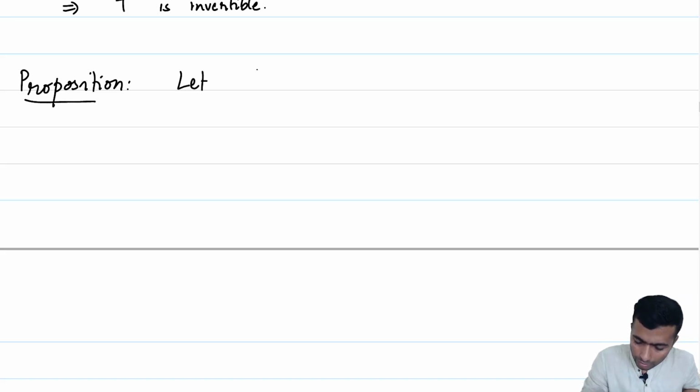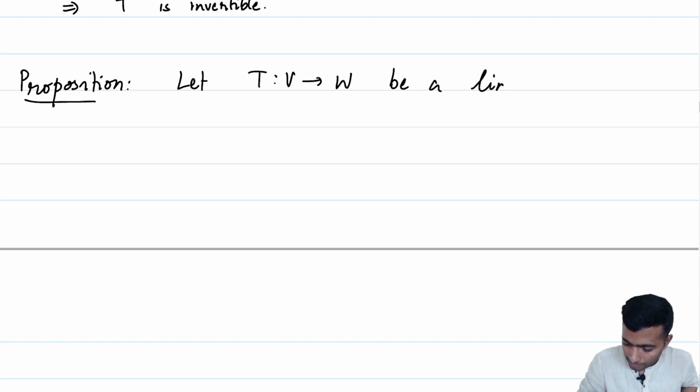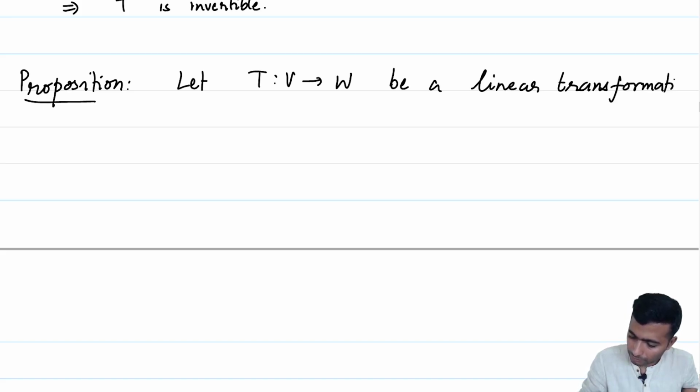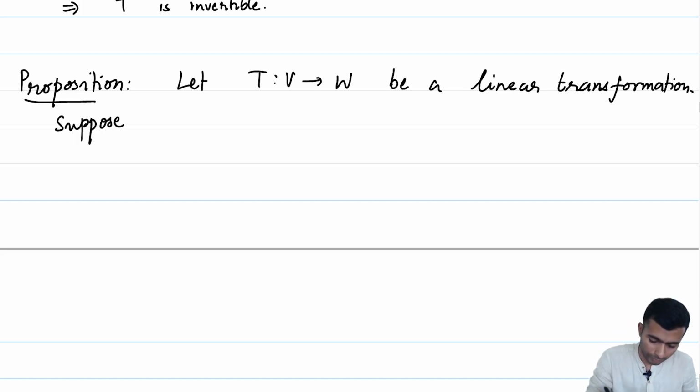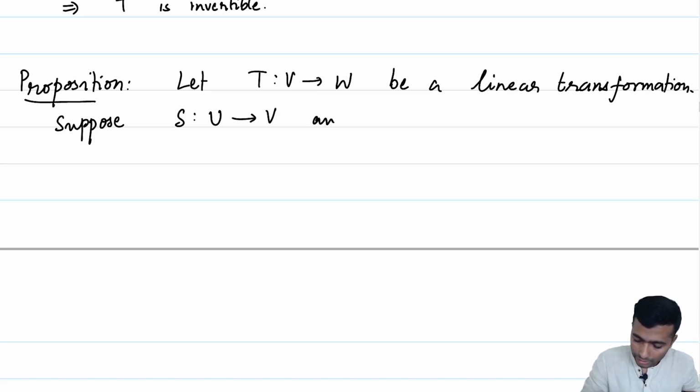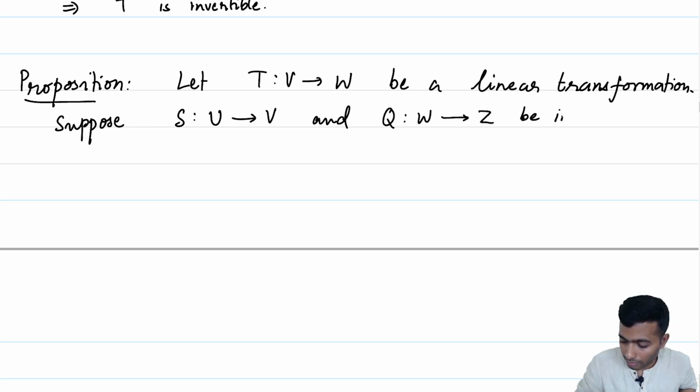So let T from V to W be a linear transformation. Suppose S from U to V and Q from W to Z are invertible linear transformations, or isomorphisms.